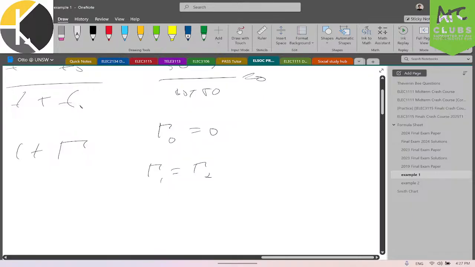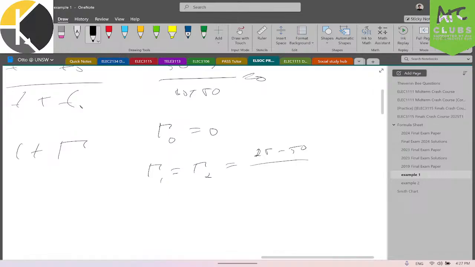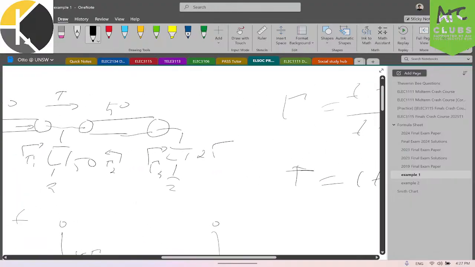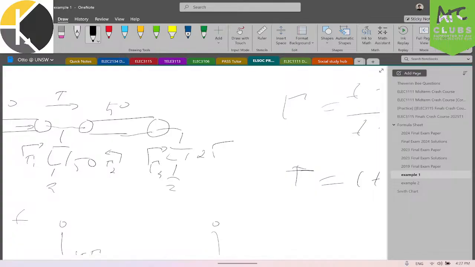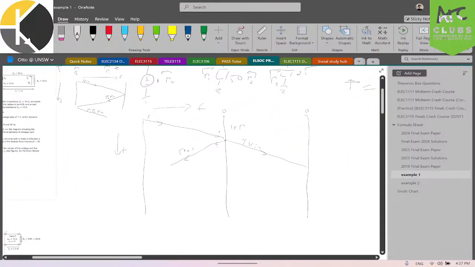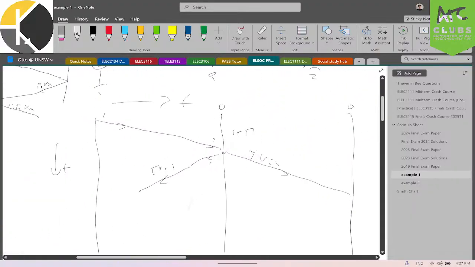So it is equal to just 25 minus 50 over 25 plus 50, which is minus 1/3. And gamma 3, if you look at gamma 3, it's actually the same. You have 50 ohms impedance of Z naught, and you have 25 ohms load. So it's actually exactly the same. It's also minus 1/3, because it's the same load impedance. Right? Now I will draw a reflection diagram.